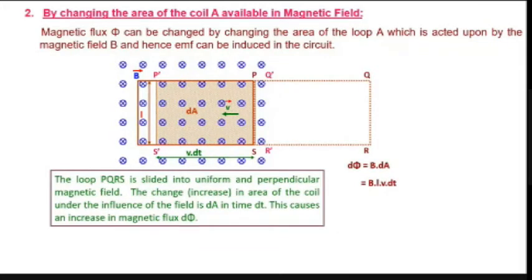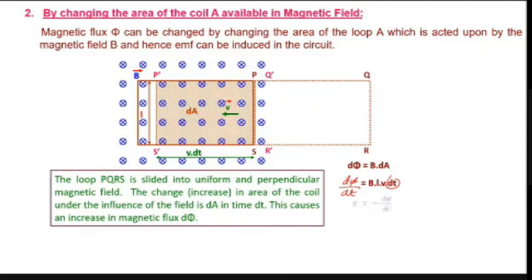Minus d phi by dt, isn't it? Now calculate minus d phi by dt from this expression. What will you get? d phi is given. Calculate d phi by dt, then put a minus sign. That's all. Niranjana Jairaj, are you there? B into L into V. This d phi, you take here, and dt on the other side, so it becomes d phi by dt. d phi by dt is BLV.